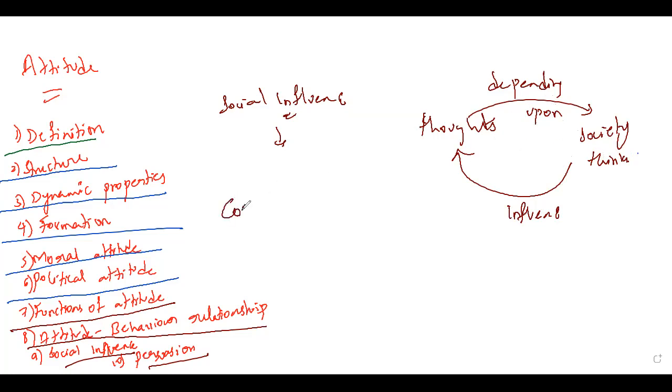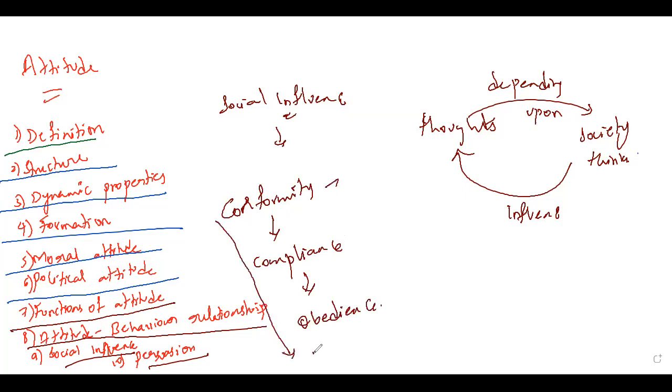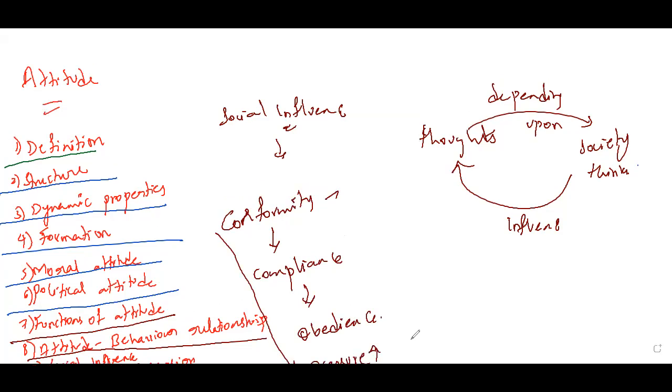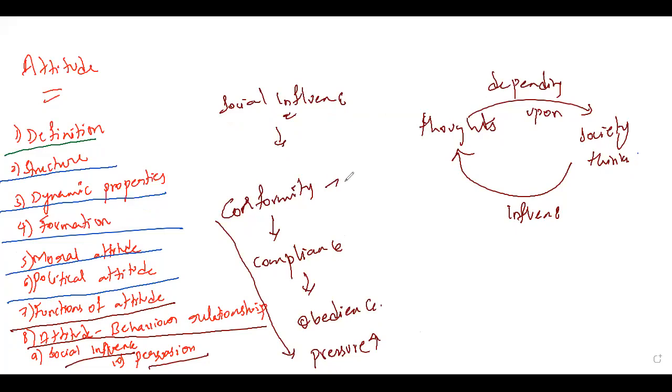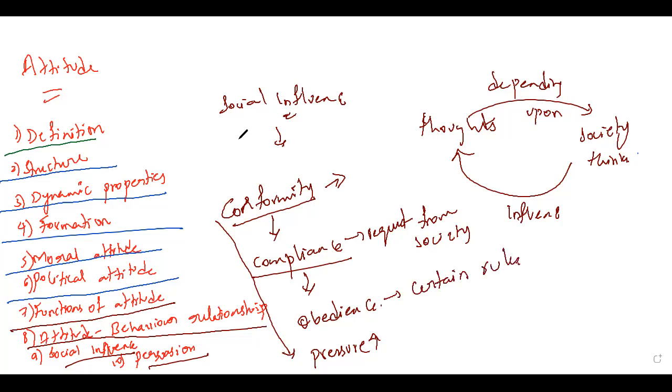Fine. So it differs from conformity, compliance, and obedience. From conformity to obedience, outside pressure increases. Conformity is more of self: I want to be consistent with the society, that is the reason I'm following it. Compliance is like a request from the society to follow a certain attitude. Obedience is where society has set certain rules and you don't have any option but to follow them. This is called social influence: conformity, compliance, and obedience.